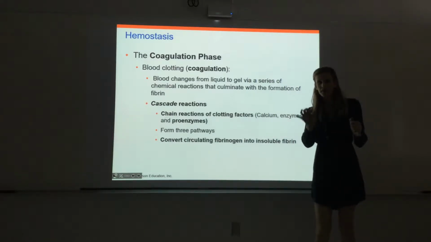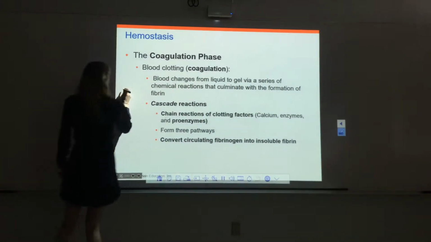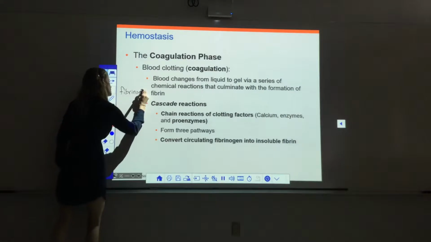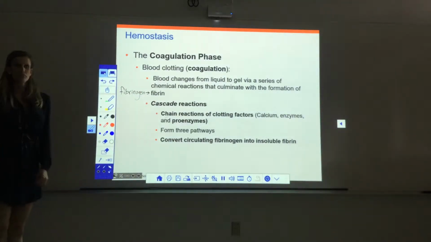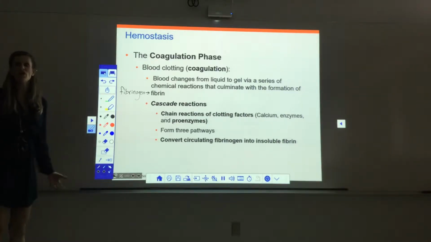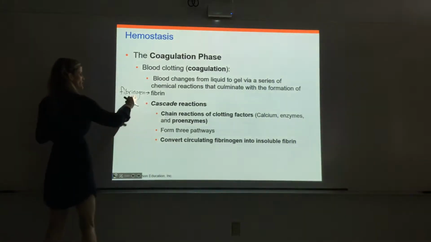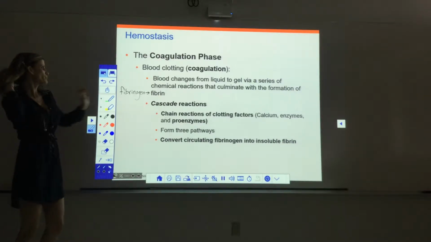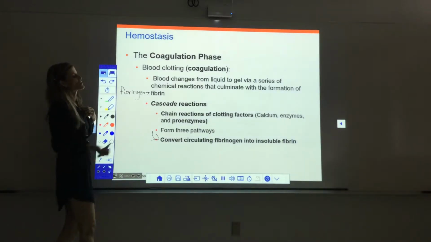The way that we do that is through a bunch of chemical reactions, but at the end, the key point to all of the chemical reactions is that we convert something called fibrinogen into fibrin. Again, there's tons of clotting factors, a bunch of chemical reactions, but the whole point is this conversion of fibrinogen into fibrin. Convert circulating fibrinogen into fibrin.